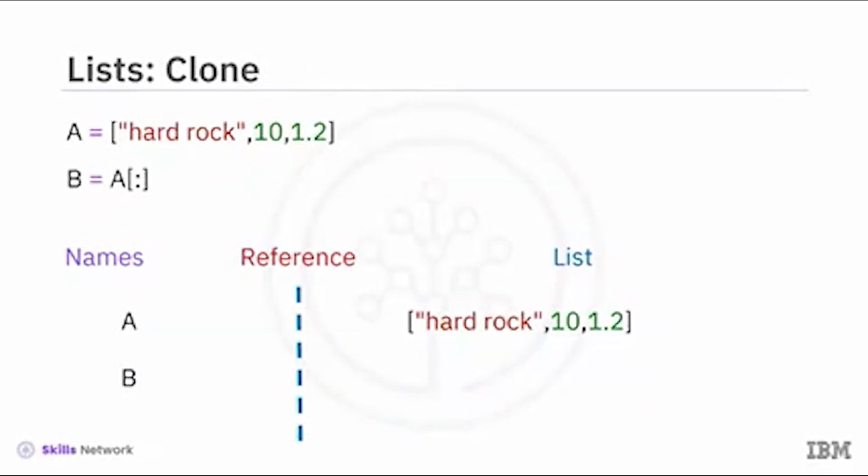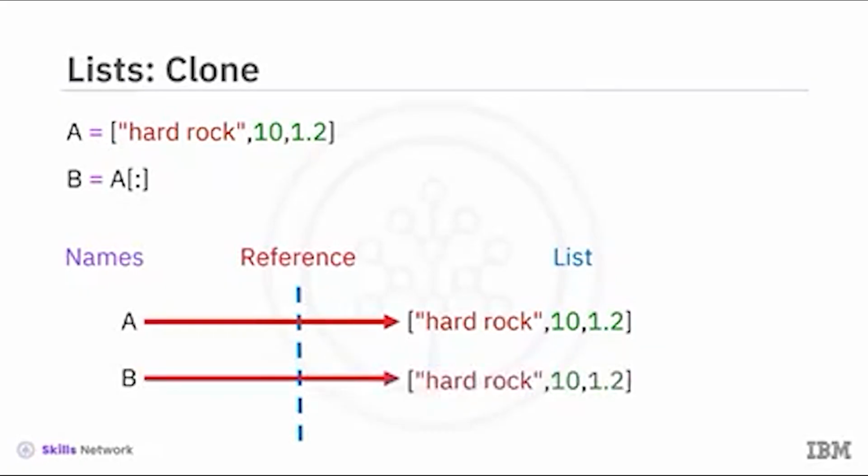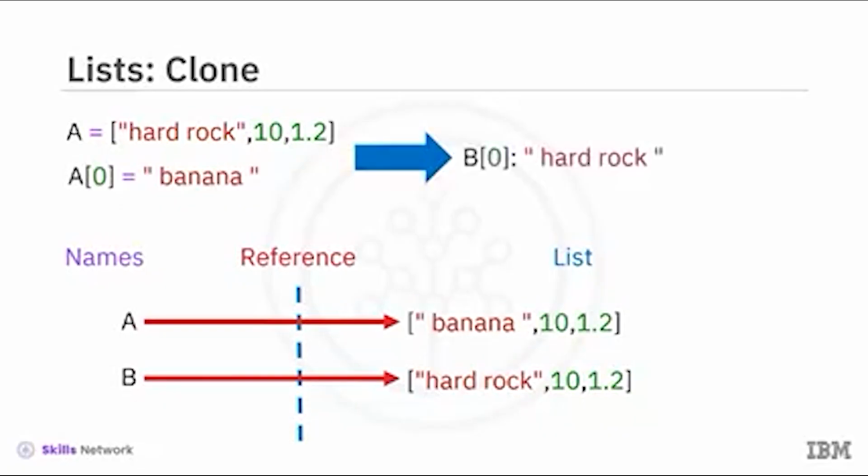You can clone list A by using the following syntax. Variable A references one list. Variable B references a new copy or clone of the original list. Now, if you change A, B will not change.